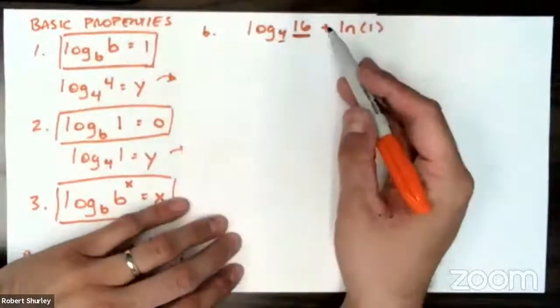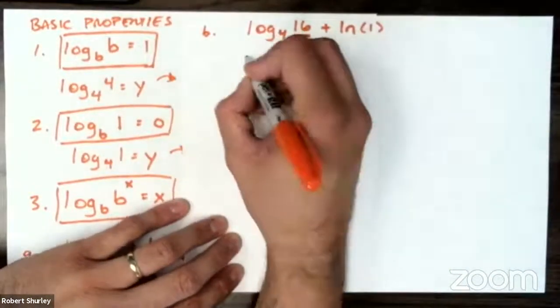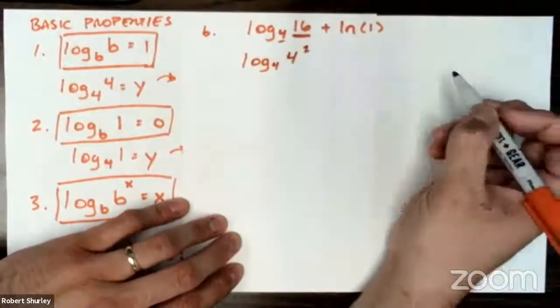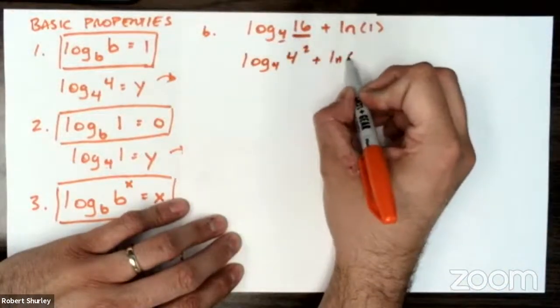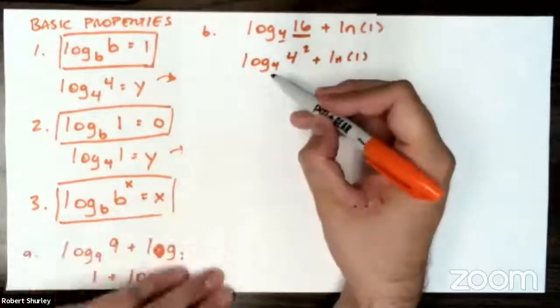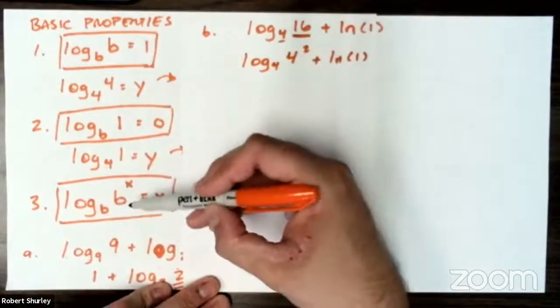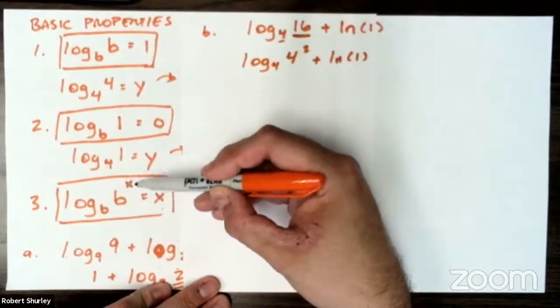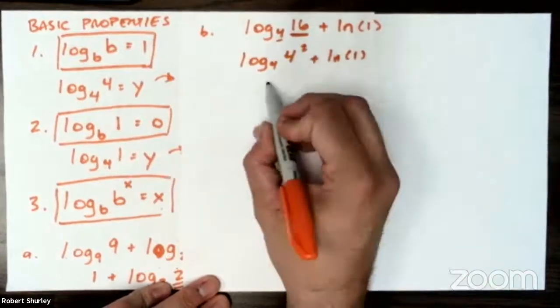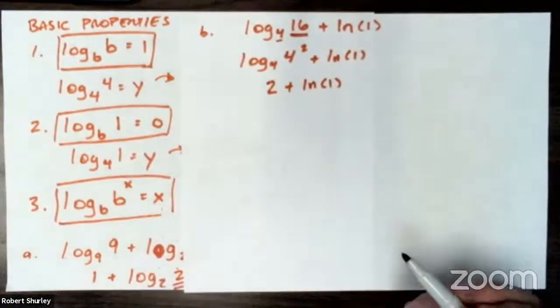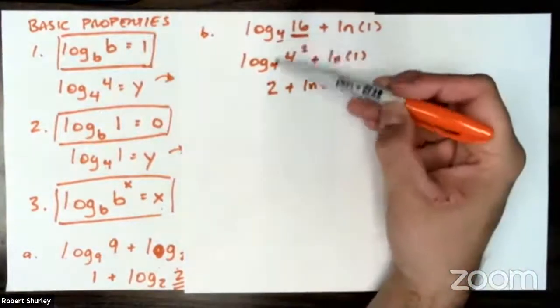Yeah, and I can, right? 16 is 4 squared. And now plus, I'm going to come back to that ln 1 here in a minute. And log base 4 of 4 squared, well, that's going to leave me with just 2 because this property says if I've got the same base inside of a base, it leaves me with whatever the exponent is. So this would be 2 plus ln of 1. Okay, so I've got the first one simplified.